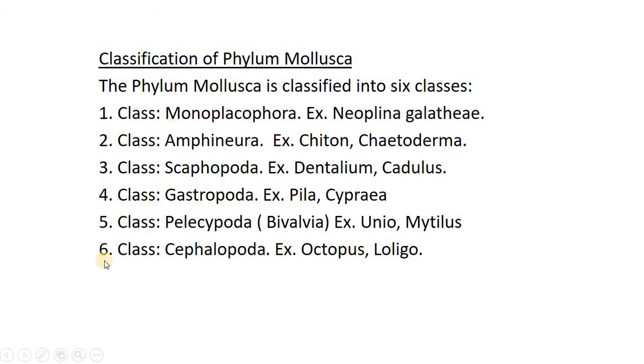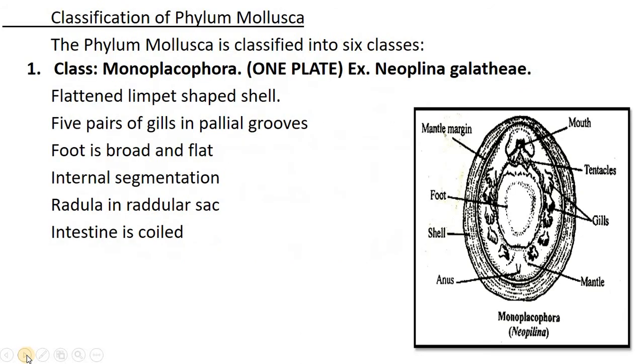And we see some of the characteristics of each class, with the meaning of the names Monoplacophora, Amphineura, Scaphopoda, etc. Here, classification of Phylum Mollusca. So this being the first class, Monoplacophora. This Monoplacophora is a big word.